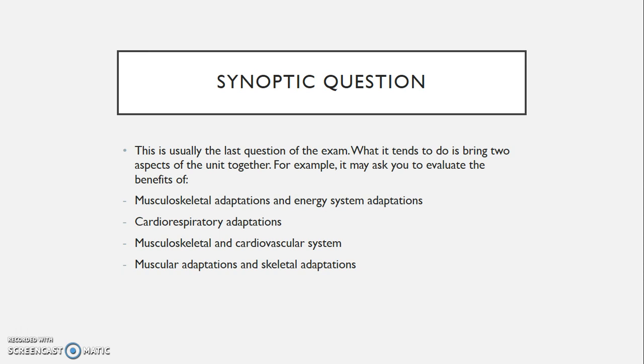For example, it may ask you to evaluate the benefits of musculoskeletal adaptations and energy system adaptations, the cardiorespiratory adaptations, musculoskeletal and cardiovascular system adaptations, or the muscular adaptations and skeletal adaptations. And it wants you to discuss them. Now, it may say responses. It's either going to be the responses or the adaptations, and it tends to be two of them together.